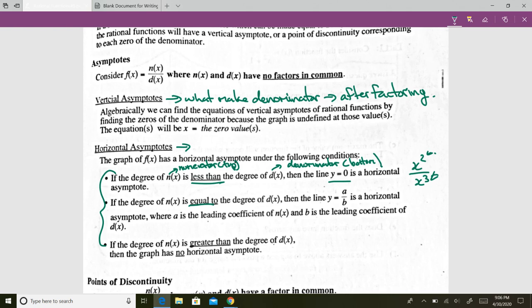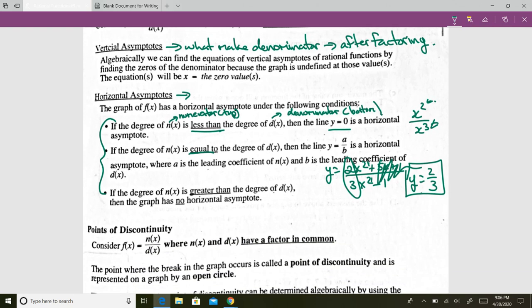If they are equal degrees, it's the leading coefficients. So if you have 2x squared plus 5x plus 1 over 3x squared minus 1, you don't care about any of that stuff. You just look at the degrees of these two things. They're the same. So the equation of your horizontal asymptote is 2/3. And if you want to know why that is, take calculus.